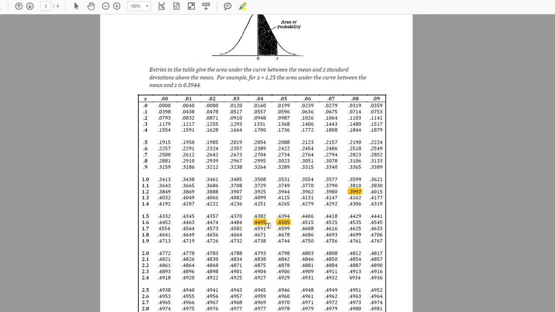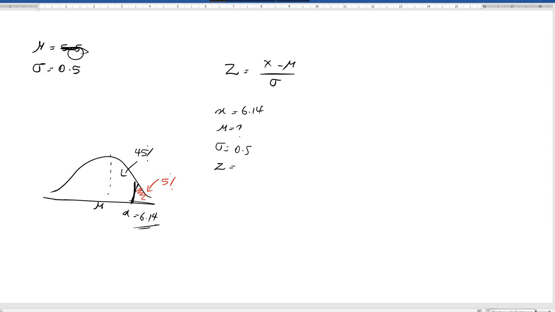So basically 0.45 would be exactly in the middle of these two. So I'm looking at 1.645. So z would be 1.645. Now again I have three values. I'm looking for one missing value. Easy to solve this equation now.